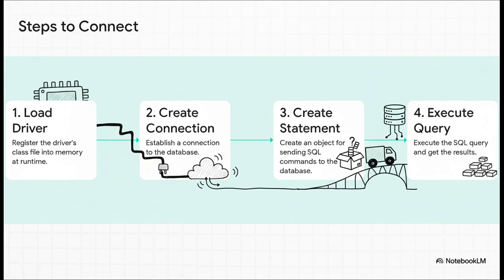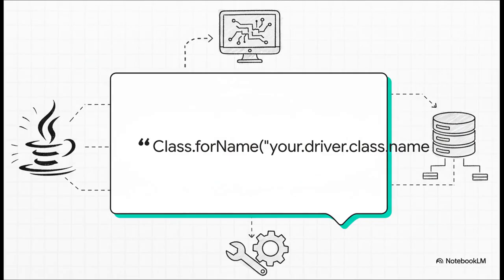Let's see what this looks like in actual code. Step 1 is literally this one line of code. It looks a little weird, but all Class.forName does is tell the Java virtual machine, hey, go find this driver class and load it into memory. Once that line runs, the driver is registered with the system and ready to be used. That's it. Step 1, done.